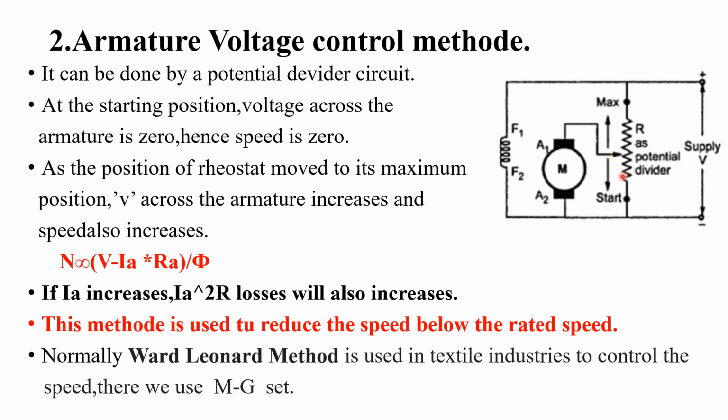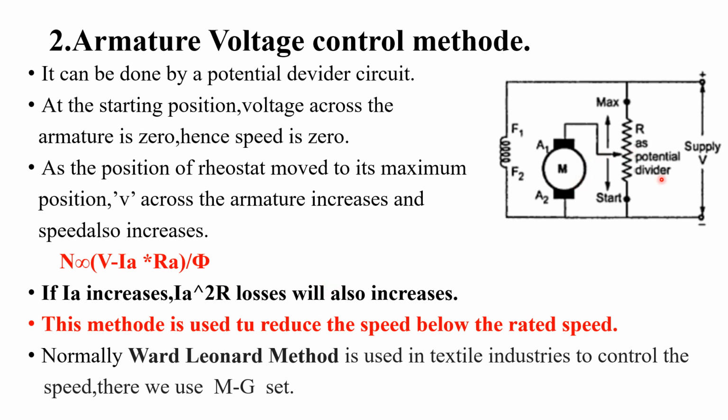If the position of this terminal increases, meaning the position of this variable potential divider increases, then what will happen? The voltage appearing across this motor will also increase up to its maximum point. Then the speed of the motor will also increase. So based on this equation, if the terminal voltage increases, then the speed will also increase.